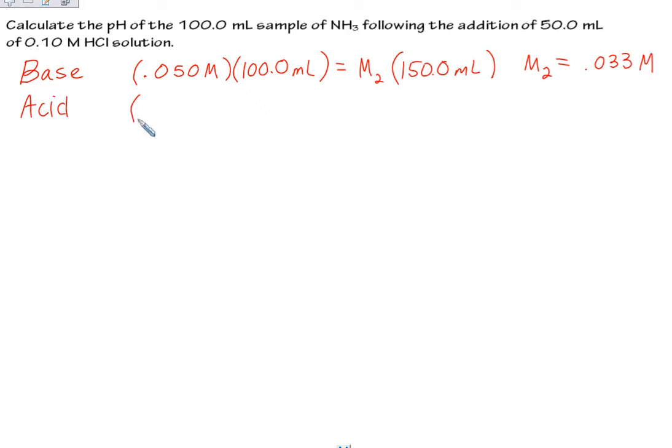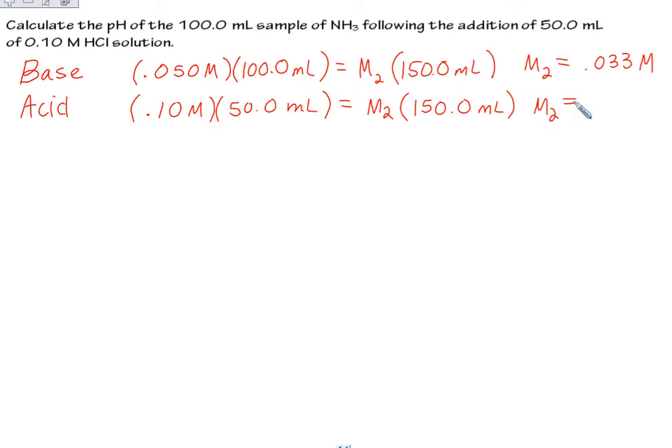Very similar. The acid starting at 0.1 molar, 50 milliliters is the original volume. We need to know the new molarity at 150. M2. What do you know? It's the same. There's a word that might be popping in your head right now. Don't fight it. I think we might be at the equivalence point. Looks like we got equal moles of acid and base.